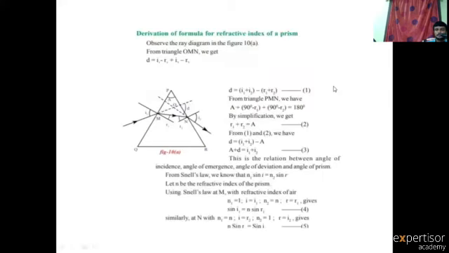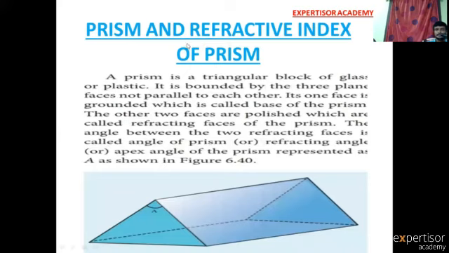So in this video, we discussed the prism and the refractive index of the prism. Simply, the prism is a triangular block. It contains 5 faces, top and bottom faces in triangle form, and the surroundings are in rectangular form. Here, the prism angle is about 60 degrees. There are refracting surfaces in the prism. So this is about the prism.